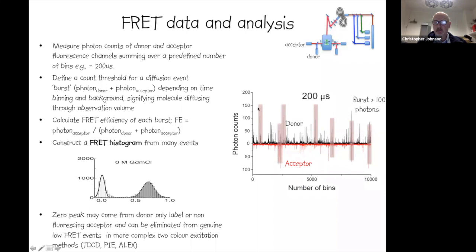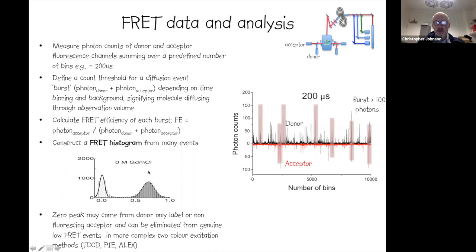So what we end up with is, again, fluctuations in our signal, but we analyze those as a function of time by defining events as being a burst of photons that we collect in the detector. So we have to add together the donor channel and the acceptor channel and define some level of photons that we classify as a burst. And we can average that over some kind of a time scale, for example, a couple of hundred microseconds, define the burst threshold, and then analyze the FRET efficiency of each burst event by just looking at the number of photons coming from the acceptor divided by the total number of photons from donor and acceptor, which is our burst size. And this FRET efficiency allows us to construct a FRET histogram from many diffusional events through the observation volume.